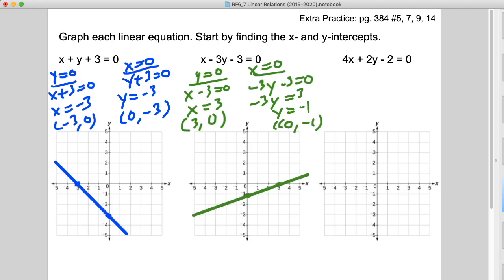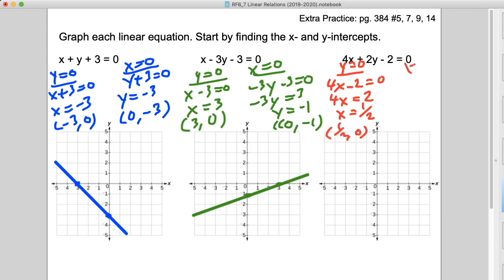Third example, you've got 4x plus 2y minus 2 is equal to 0. Again, we can start with y is equal to 0. So when y is equal to 0 in this case, it means that I'm going to have 4x plus 2 times 0, which is 0, minus 2 is equal to 0. So I'll be left with 4x minus 2 is equal to 0. I'm going to add 2 to both sides, and then divide both sides by 4. That'll give me 2 over 4, which I can reduce to 1/2. So that means that my point here is going to be 1/2, 0.